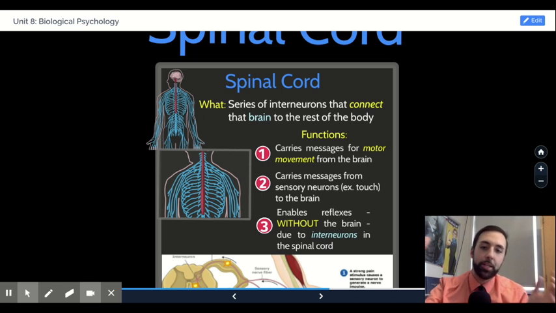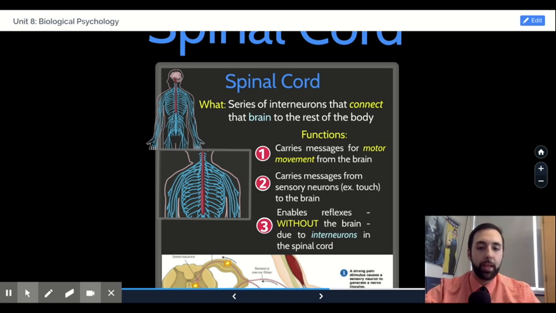So the spinal cord plays this intermediary role. It takes incoming sensory input from sensory neurons and sends it up to the brain for processing. It also can send down motor messages out to the corresponding muscles to trigger motor neurons to actually produce some of the movements that we've been discussing throughout the unit.